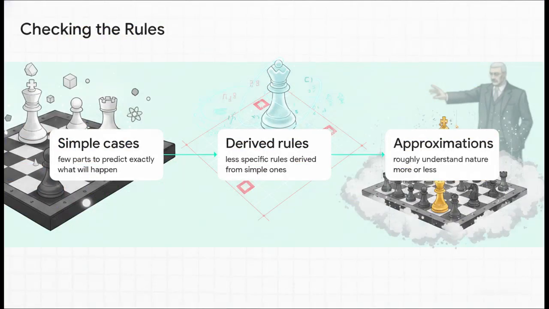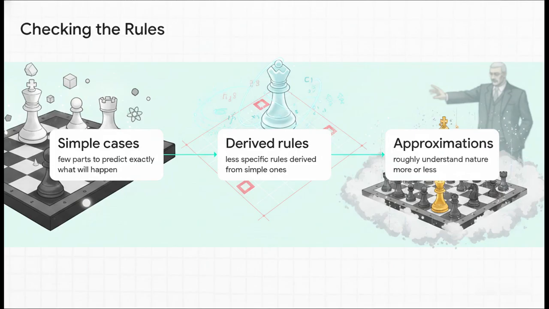But here's the catch. We can't see the whole board. So how do we actually know if our guesses are right? Well, the scientific method gives us 3 neat little tricks. First, we look at simple situations. Think of this like focusing on an isolated corner of the board with just a few pieces where we can predict exactly what's going to happen.